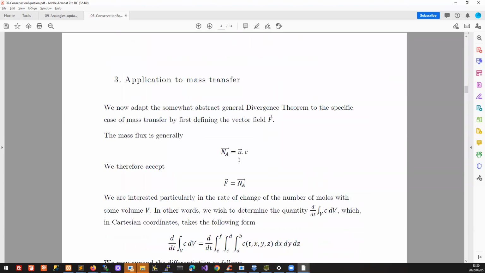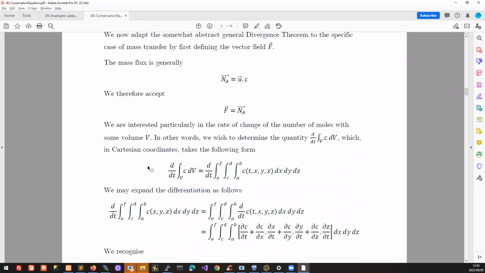So that's the divergence theorem. So when we apply that to mass transfer, if you think about concentration as the field, as we said just now, quite often we want to know the rate of change of the moles in that space. So we know the number of moles in the space is the integral of the concentration in the space. So d/dt of that, now using the divergence theorem, it can be written like this.